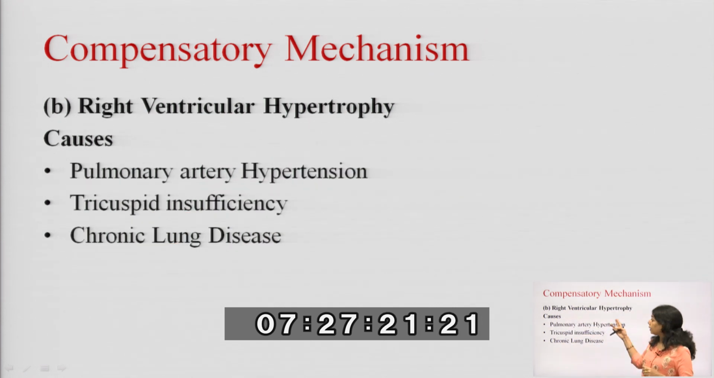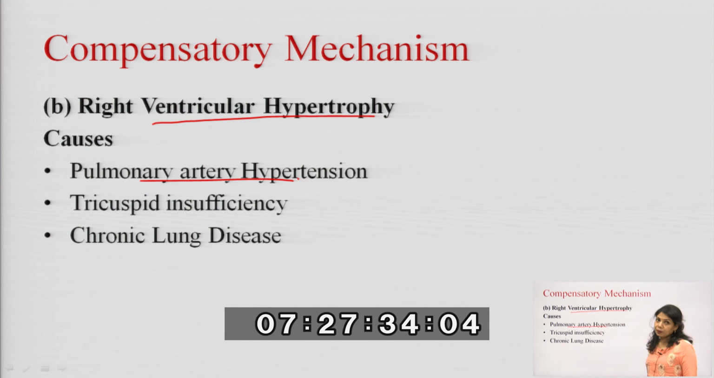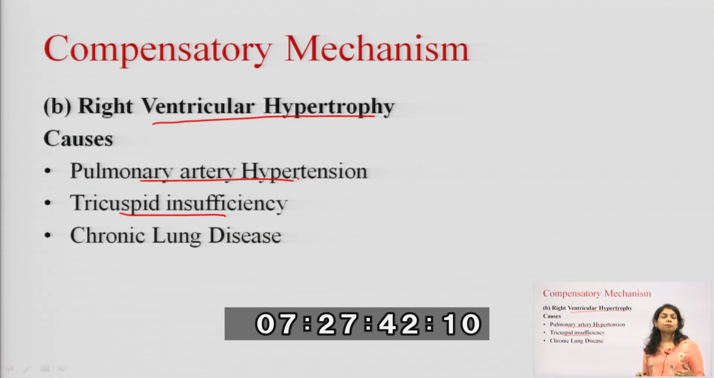Then right ventricular hypertrophy is there. The increase in the cell size of the right ventricle. What are the causes? Pulmonary artery hypertension, hypertension of the pulmonary artery, or tricuspid insufficiency, where the tricuspid valve, which is present between the right auricle and the right ventricle, is not functioning properly, or there is a chronic lung disease.